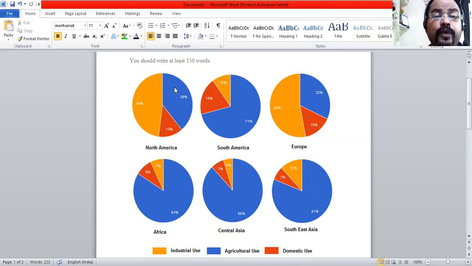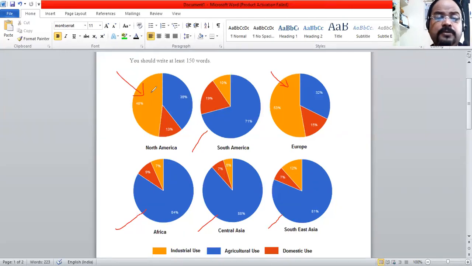So for 3 things that you can see, you can note here. The first thing is most of the regions use majority of their water in the field of agriculture for irrigation purposes or something. And the exception is North America and Europe, where the majority of the water is used for industries. This is the first visible data what we can see.